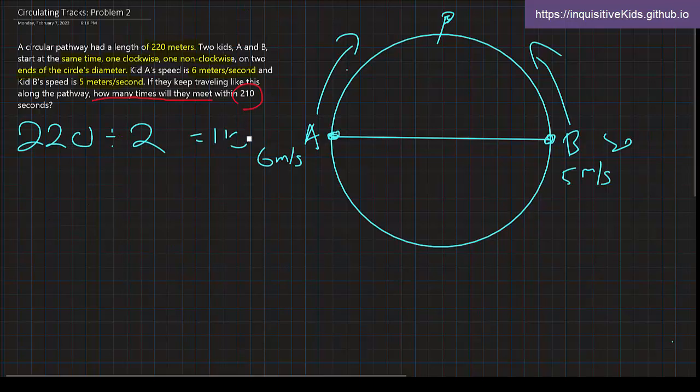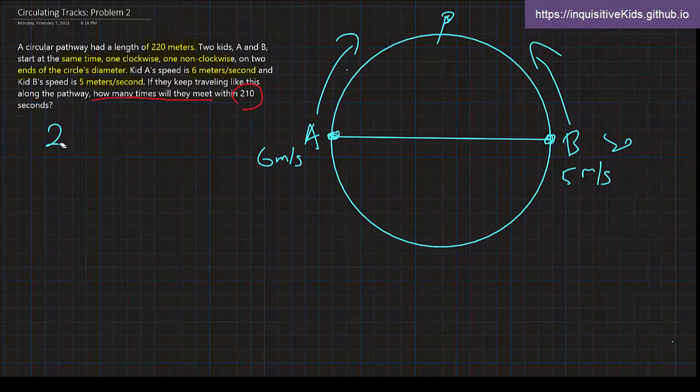Okay, now we are going to take that 110 and we will be dividing that with their combined speeds, just like from our meetup problems. So we would be doing 110 divided by 6 plus 5, right? That's their combined speeds, which will get us 10.